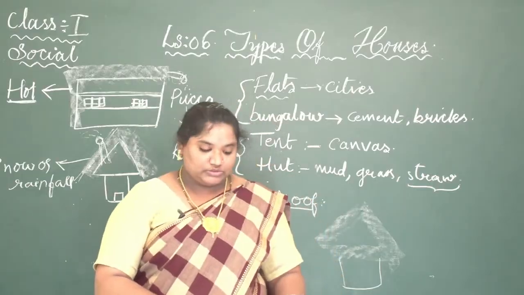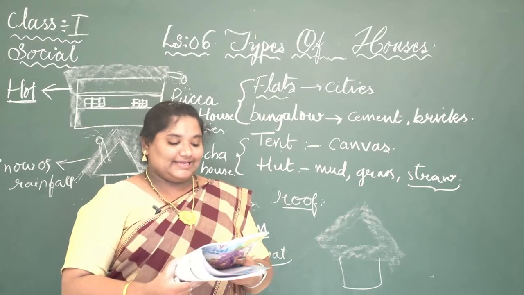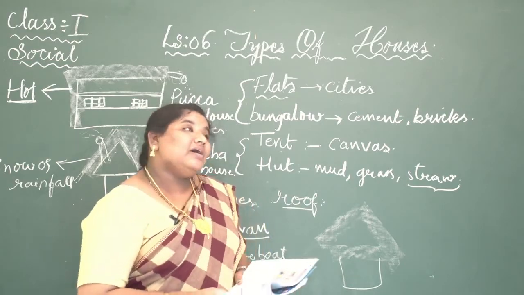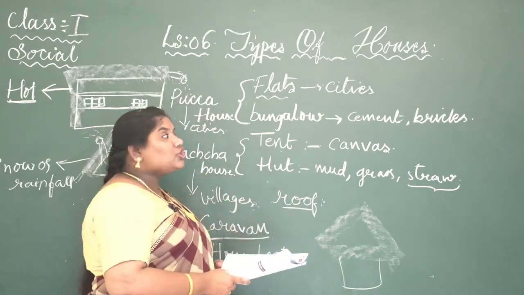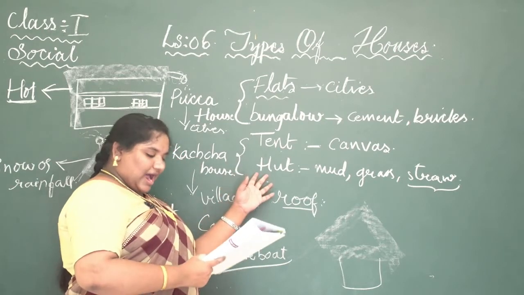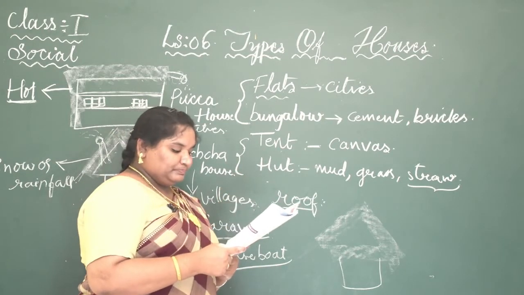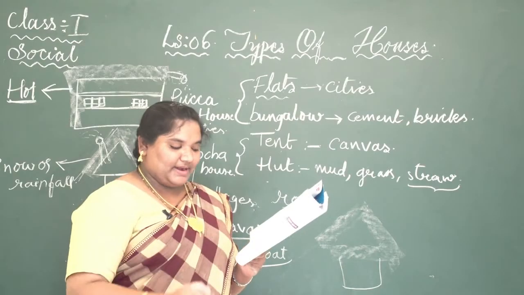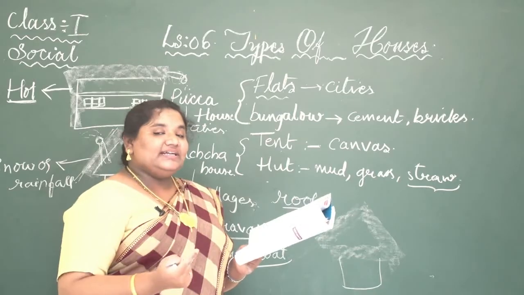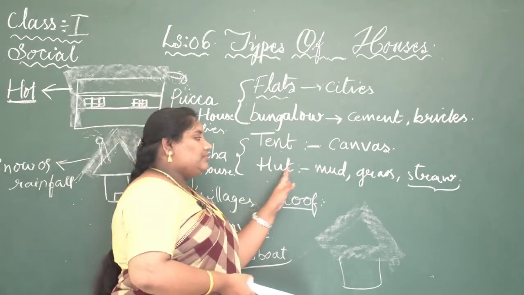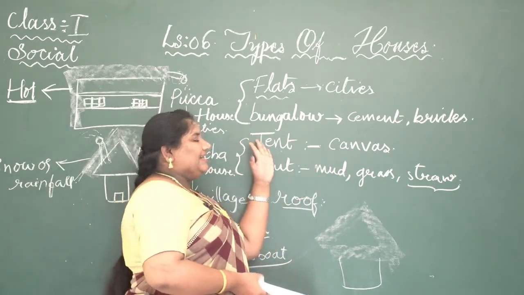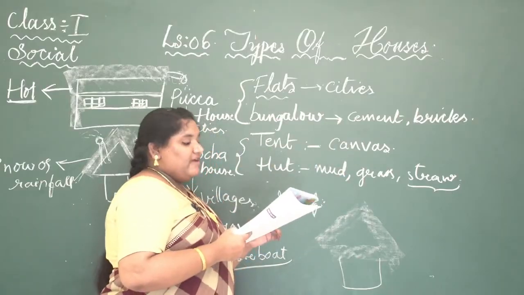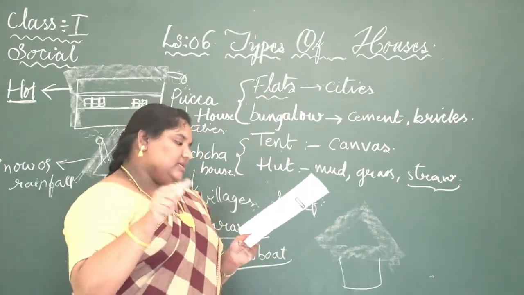Which of these houses? You have options over here. Take the correct answer: flat, bungalow, hut. So which is the kacha house, sir? A kacha house is not very strong. So which is it? Hut is the correct answer. Which of these is built of bricks and cement? Hut, tent, flat. A hut is made of mud, grass, straw, and a tent is made with canvas, and bricks and cement are used for a flat. The option C is correct.